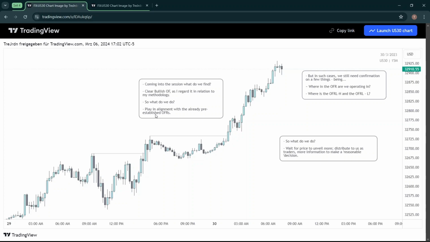And I got this next question. So what do we do? Play in alignment with the already established order flow ranges, and this ties into the next steps. So section 2, 3, 4 in regards to the system overall. This as well. Let's play into the next one. But the main part here in this screenshot will be this first question and third question. Coming into the session, what do we find? And when we get an understanding of what we find, what are we going to do?